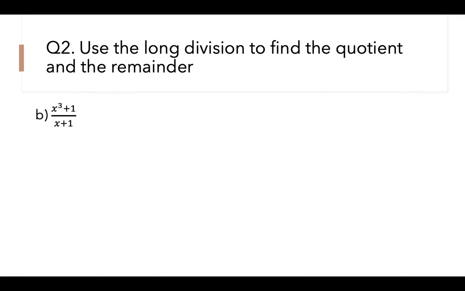So let's try the second one. Again, we have x cubic. Again, the degree is missing. So it's missing 0x squared, also 0x, and then plus 1. It should always go in decreasing order by 1 degree. And then divided by x plus 1.